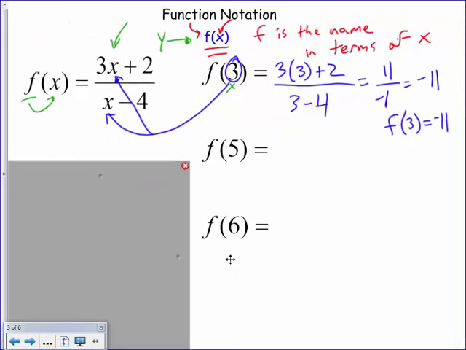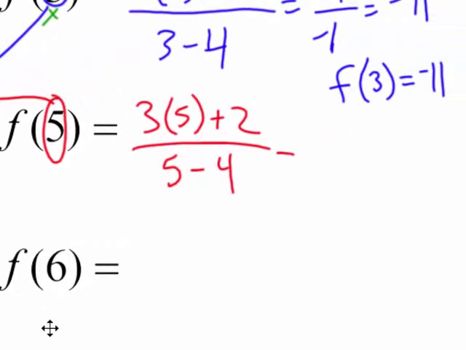And we're going to talk about that as an ordered pair in just a second. Well, what do you think you would do with 5? Same exact thing. You'd plug it in for x. I won't actually do it, but I'd go 3 times 5 plus 2 over 5 minus 4. And I do the same thing. So I get 15 plus 2, which is 17 over 1. So I get 17. So I'd say f of 5 is 17.